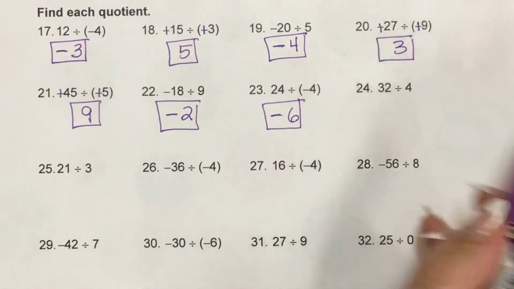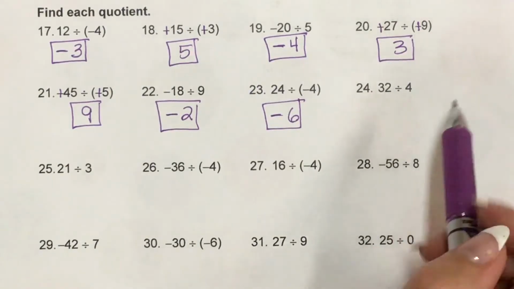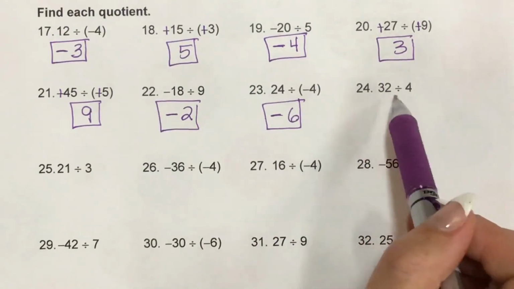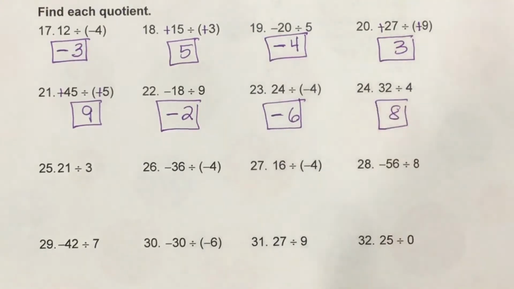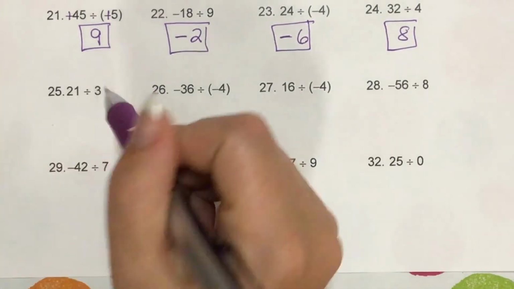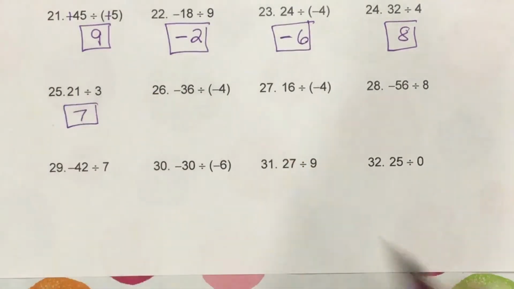Sometimes I just like to look at them and figure out what the positive or negative is going to be first before I actually do calculations. This one's easy because they're both positive, so it's going to be positive. 24, 32 divided by 4. 4 goes in there 8 times, so the answer is 8. 25 is 21 divided by 3. 3 goes into 21 7 times, so the answer is 7.